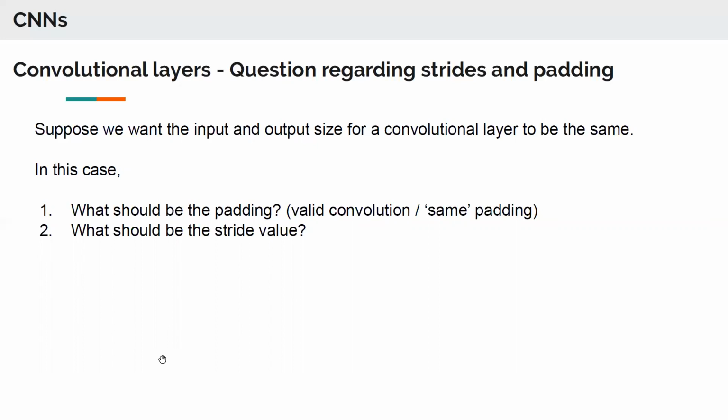Right? So you can think about this a bit, but if you like, you can pause the video here and think about it. But basically, the answer is: if you want to get the same size, then you should do padding. If you keep only valid convolutions, then you will end up getting a reduction in the size of the output. And as far as the stride value is concerned, you should use a stride of 1. If you use a stride of higher than 1, then you will again get a reduction in the output size.